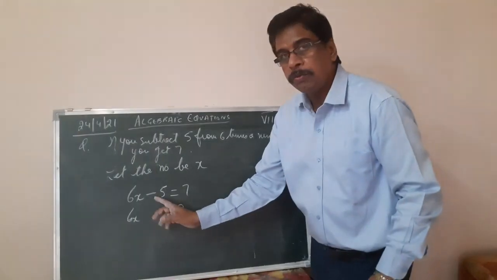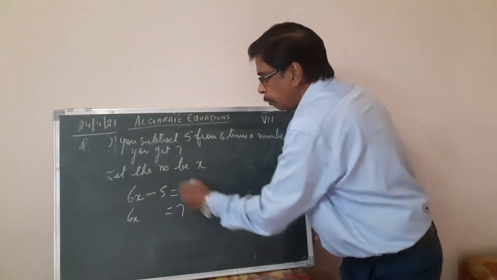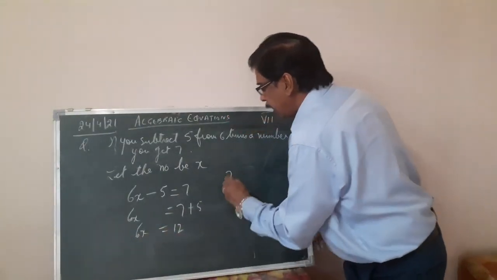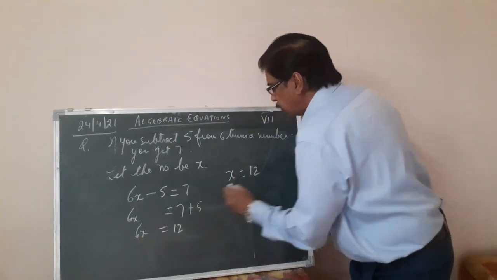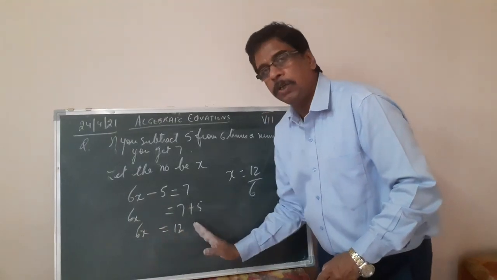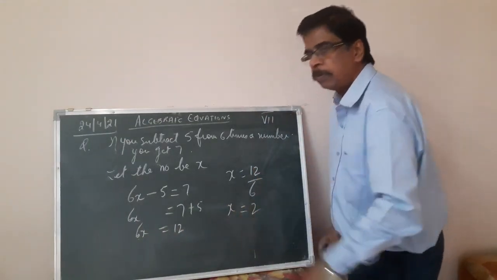As I told you, when you transpose, bring from the left hand side to the right hand side, the signs change. Minus will become plus, plus 5. 6x is equal to 12. So x is equal to 12 upon 6. Why? Because here 6 is multiplied with x. When we bring it this side of the equal sign, it is divided. So x is equal to 2.